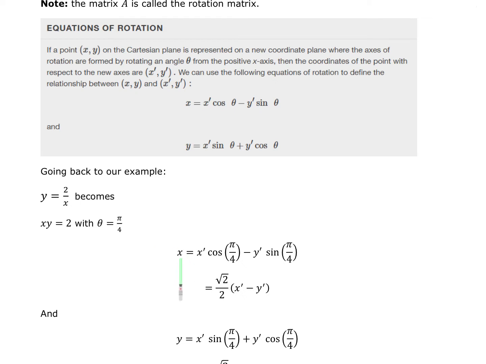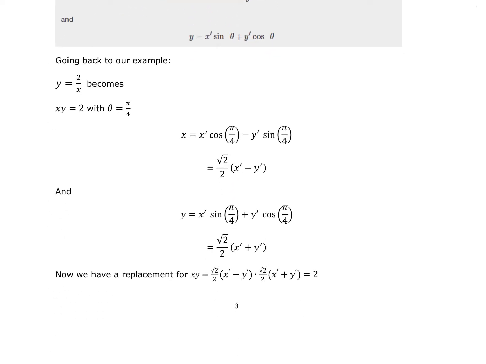Then x is going to be x prime cosine pi over 4 minus y prime sine of pi over 4, and the sine of pi over 4 is square root of 2 over 2, same with the cosine of pi over 4. So I was able to factor out a square root of 2 over 2 from x prime, y prime. Doing the same thing with my y replacement, here is x and its replacement, here is y and its replacement, and the product equals 2.